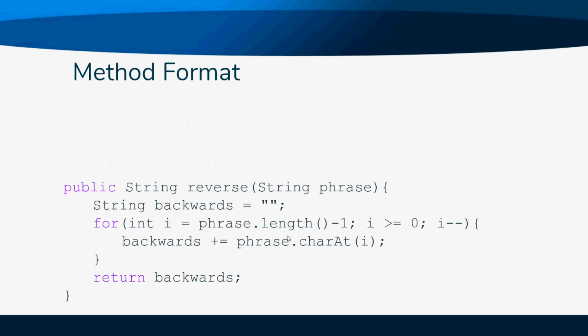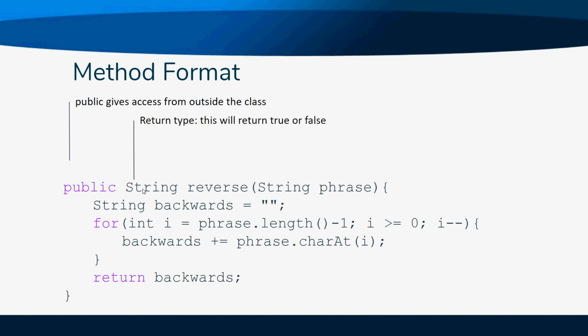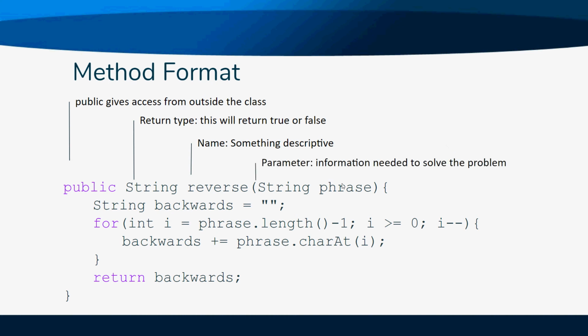So given all this put together, our method would look like this. We have public because it's always public. String is our return type because we're returning back the reverse of whatever we're given. Reverse is the name of our method. It's something descriptive. And our parameter is a string for the phrase that we're going to have them reverse.